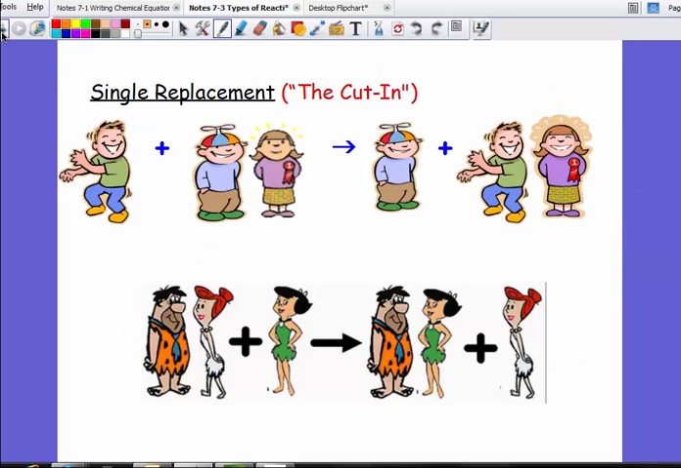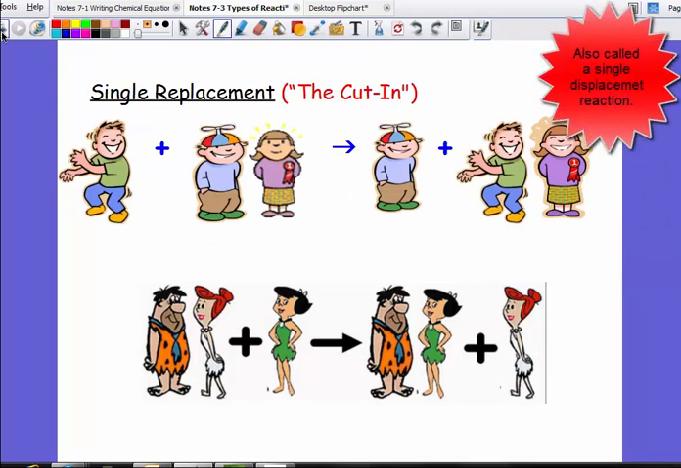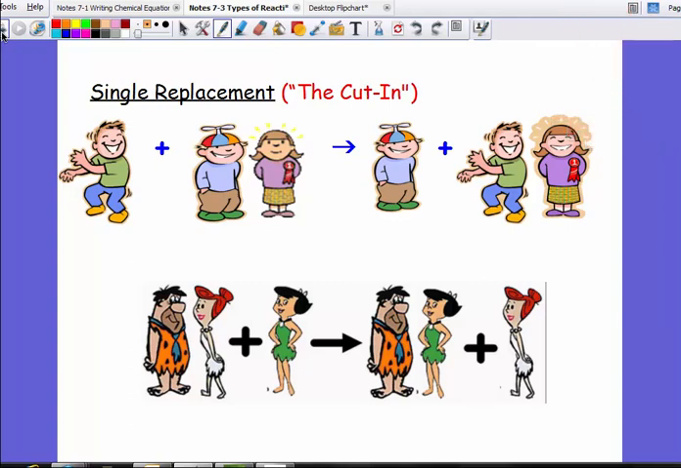The third type of reaction is a single replacement reaction. I call this the cut-in. My students sometimes like to call it the cheater. In the top picture there, I have this fun-loving guy. He's kind of got the hots for the smart girl. So in the end, what winds up happening, my 2 guys are switching places. The fun-loving guy winds up with the smart girl, and the guy with the hat just is hanging out by himself.